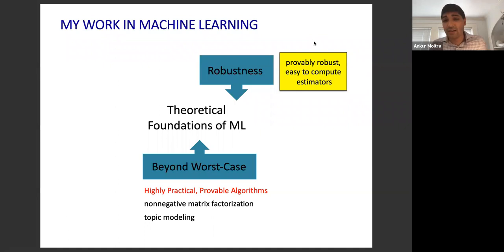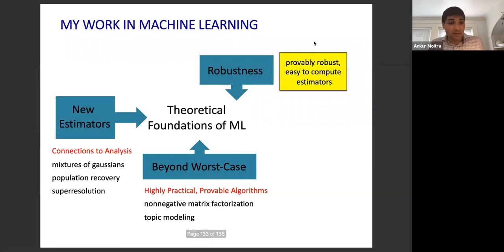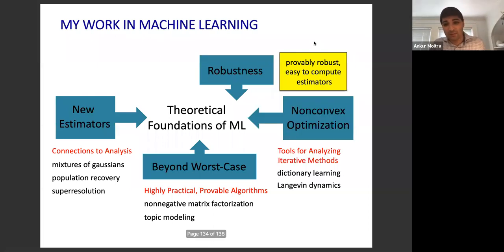I've worked on things like non-negative matrix factorization and topic modeling that also turn out to be highly practical and with an emphasis on provable guarantees. I've also done a bit of work on designing new estimators. So these were some of the things that got mentioned in the beginning about mixtures of Gaussians. There's some interesting connections to analysis there, to the heat equation, to test functions and analytic number theory.